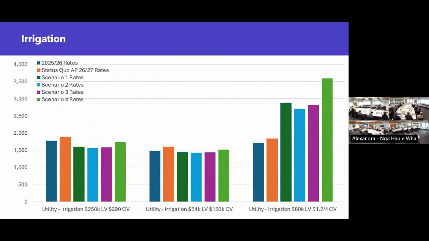Right, utilities. So next on utilities is irrigation. Much smaller numbers here. We've got 3 different values on the bottom. See the difference in the change there as your capital value goes up.